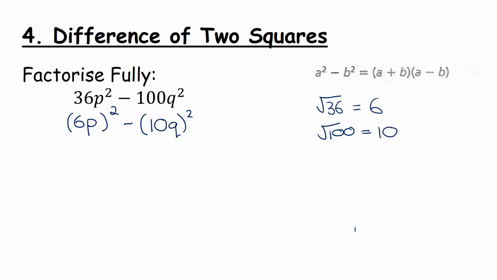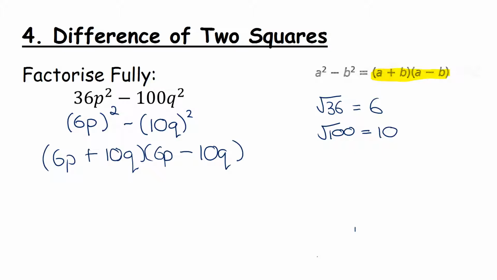Now we come to use our formula. So our formula is here. So now in this case, my A is 6p and my B is 10q. So what I have is 6p plus 10q, and in my second bracket I have 6p minus 10q. And that is my difference of two squares fully factorized.